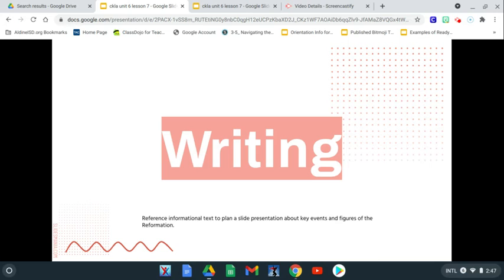Remember that when we're doing our writing assignments, it always goes right along with what we just read in reading. So I know today we read about the scientists that were really impactful during the Reformation time, and now we're going to look at what we're going to do with all the information we learned in unit 6 so far.